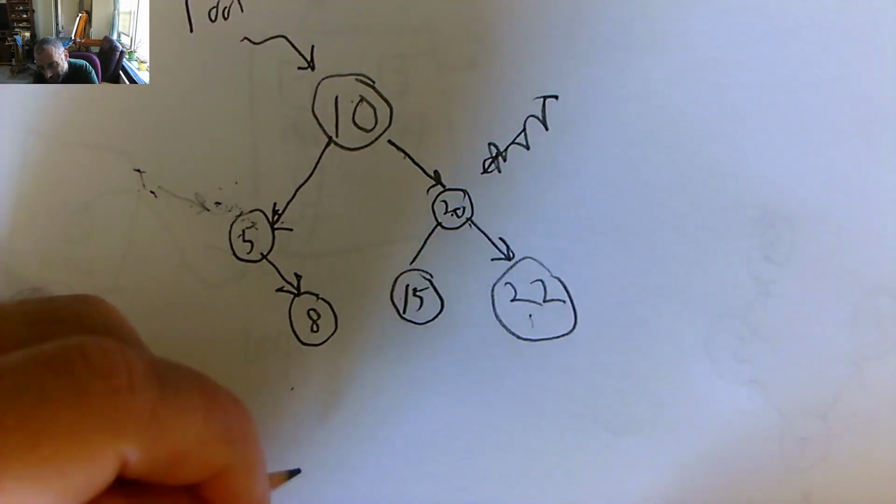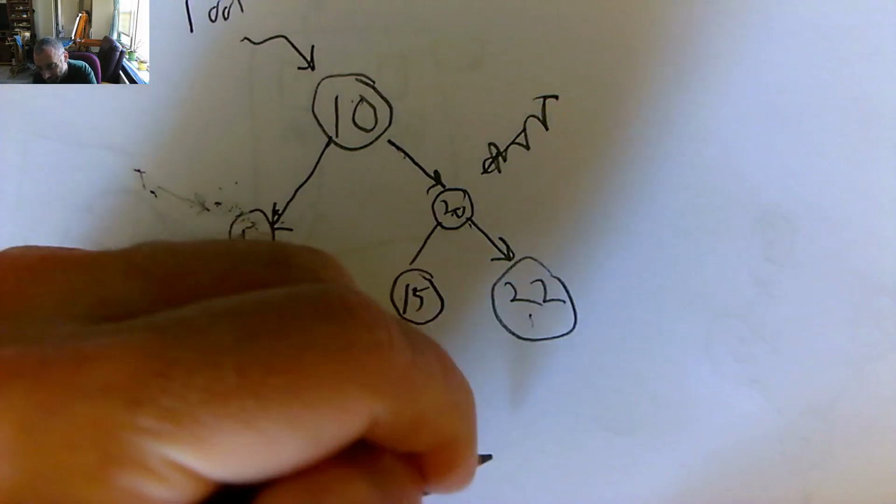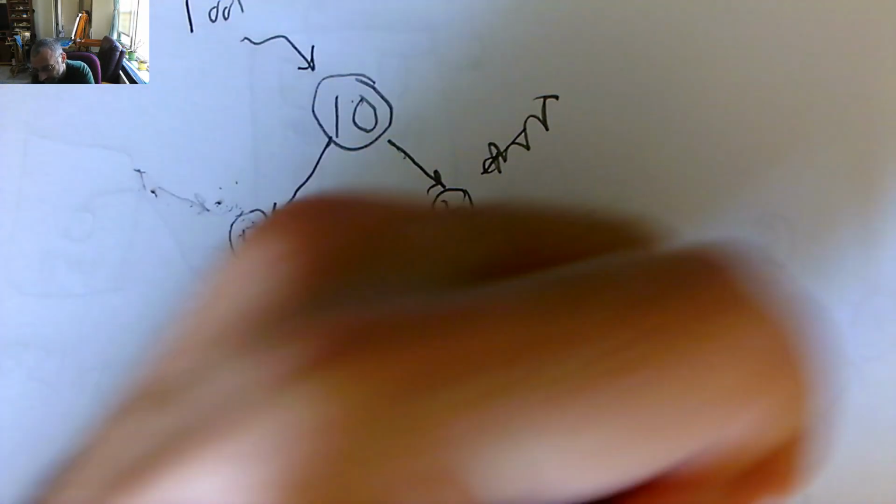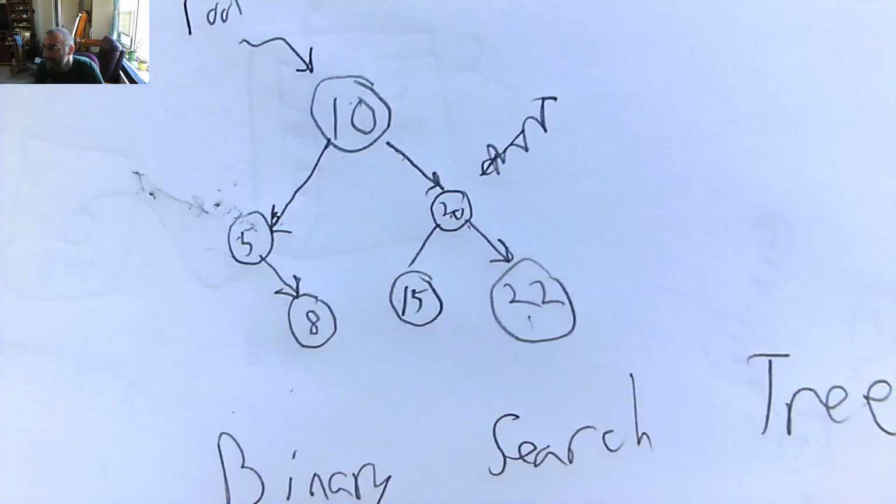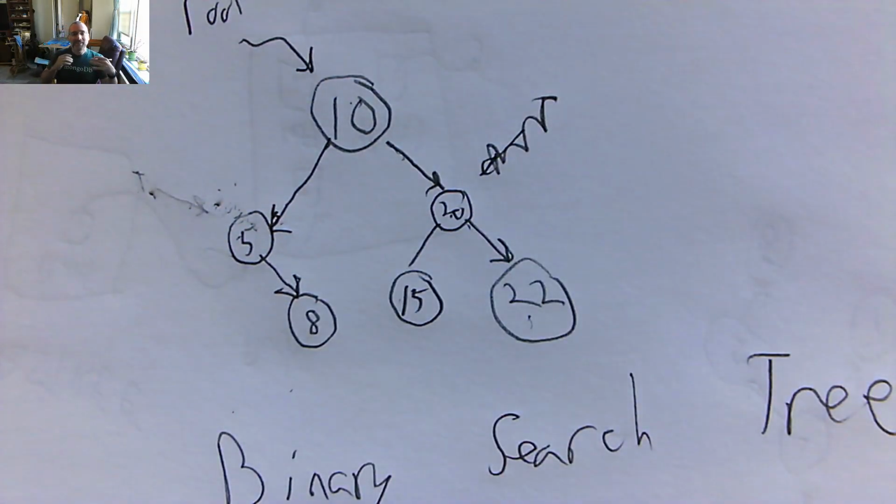That's known as a binary search tree, or BST. And that's a tree with a special type of property. It's got an ordering to it, and that ordering lets us exploit certain features.